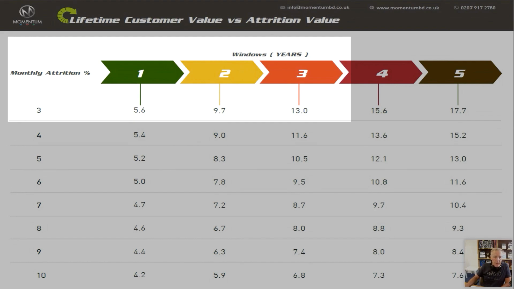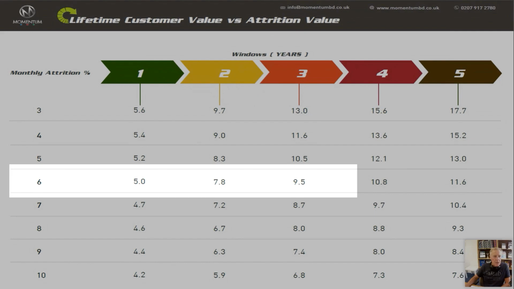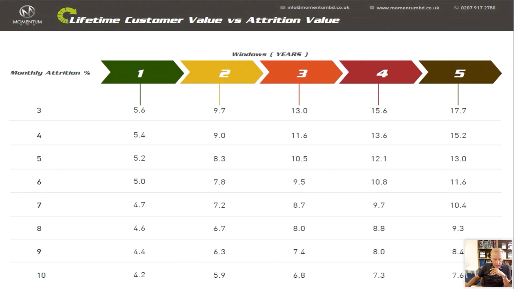If you have a monthly attrition of 3%, then on average, members will pay 13 months, whatever that yield is. They will pay you 13 monthly transactions before they expire. Conversely, if your monthly attrition is 6%, then instead of getting 13 payments, on average, you will now get 9.5. So that's significant. And what I'm going to show you later on is equating that as a value of money.